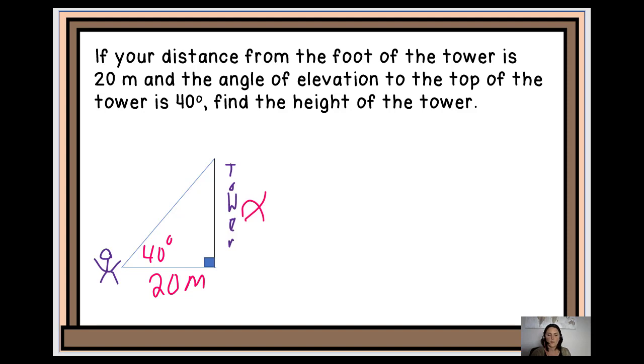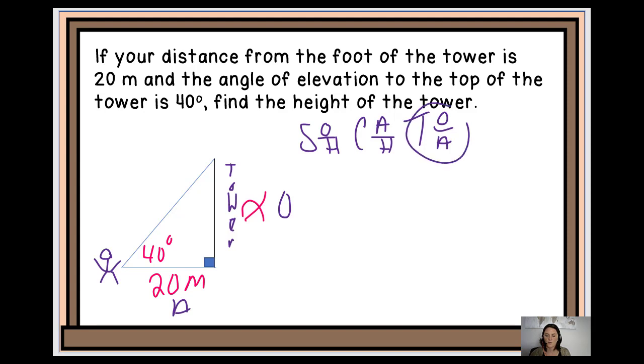So in this example, we have the adjacent of 20 and the X is the opposite. Again, if we look at our SOH-CAH-TOA acronym, we're going to be using tangent again. I know that we're going to be using tangent because we have the X in the opposite position and the 20 meters in the adjacent position. So we're going to be using the tangent ratio.